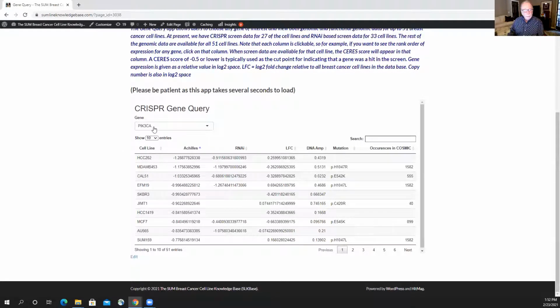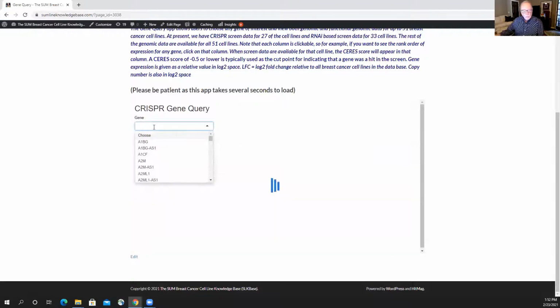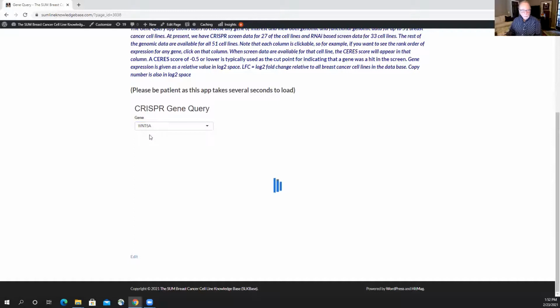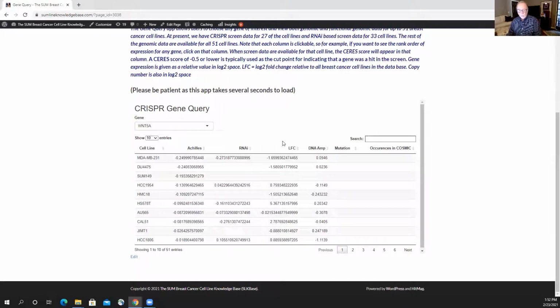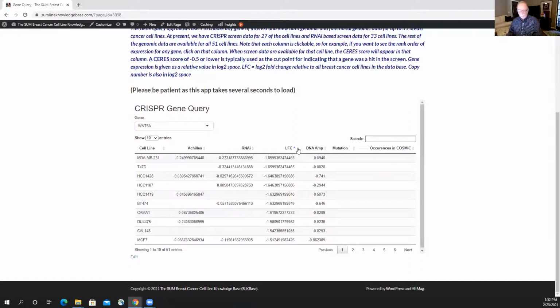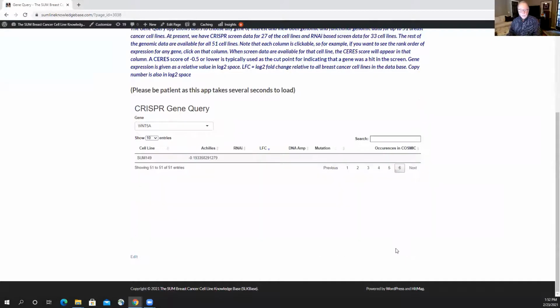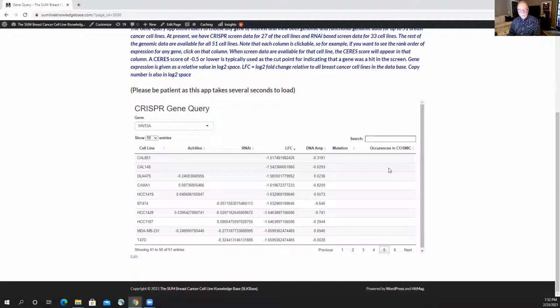And just to give you a sense of this, for any gene, you can just type the gene name in here. So, if you're interested in Wnt5A, you can type in Wnt5A. And you can pull up the data and you can rank order by relative expression. And you can find cells that highly overexpress Wnt5A at the top of the list, and cell lines that have no expression of this gene at all.